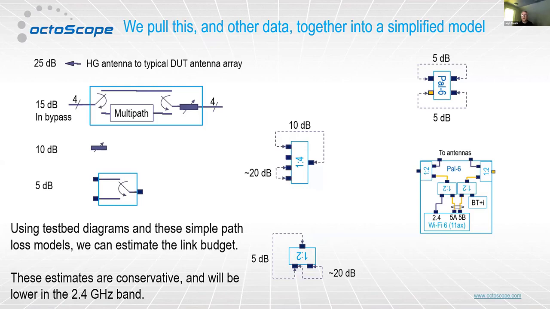So, for example, typically in our chambers, when we're talking about the over-the-air part, again, I explained before how close that is to a free space model. Typically that adds something like 25 dB to the link budget. The multipath emulator I just showed you before, 15 dB or so of insertion loss in bypass mode. An attenuator here, 10 dB. A 1 to 2 splitter, 5 dB. A 1 to 4 splitter, 10 dB.